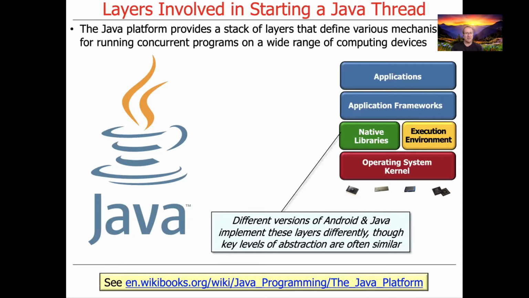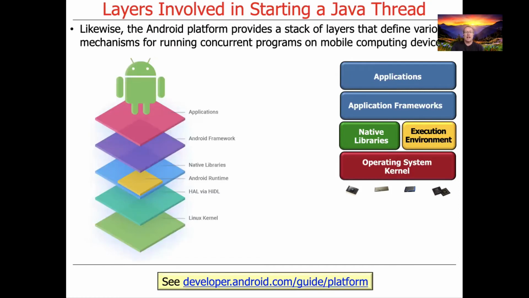If you look at these different platforms, you'll see that there's obviously implementation variations between different versions of Java running in different versions of Linux or Windows or other operating systems. Android behaves a little differently. And even though they're all slightly different, they have very common layers of abstraction. So in particular, just to focus on Android, because that's what we're using for our development for the course, it provides a stack of layers that define various mechanisms to run concurrent programs on mobile computing devices, again, like smartphones and tablets and wearables and so on.